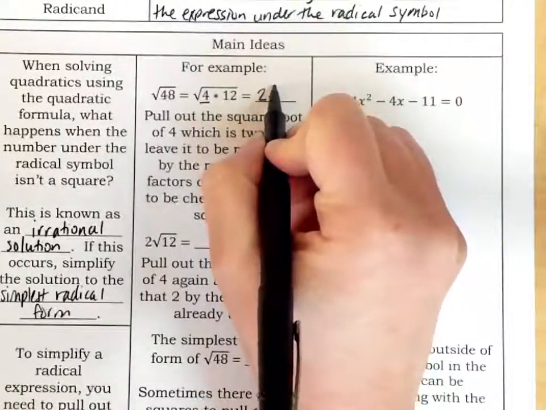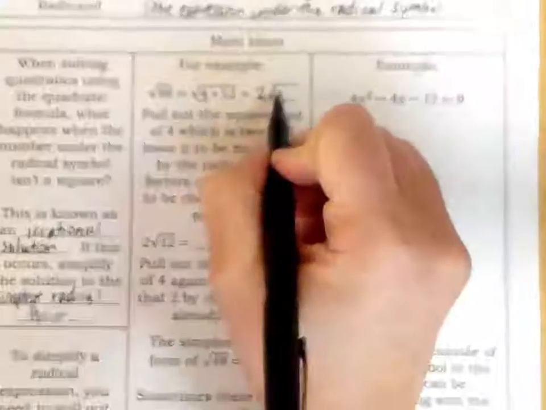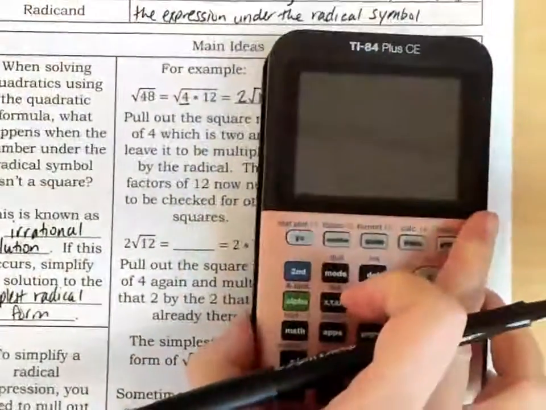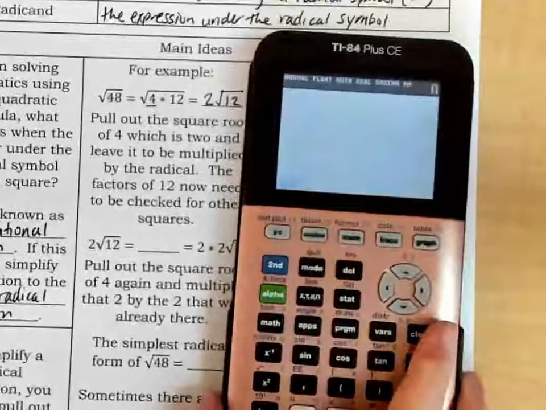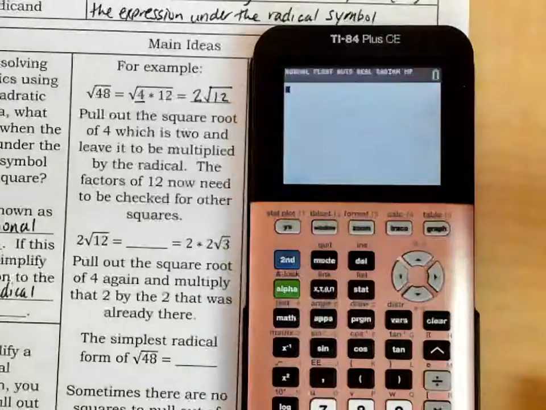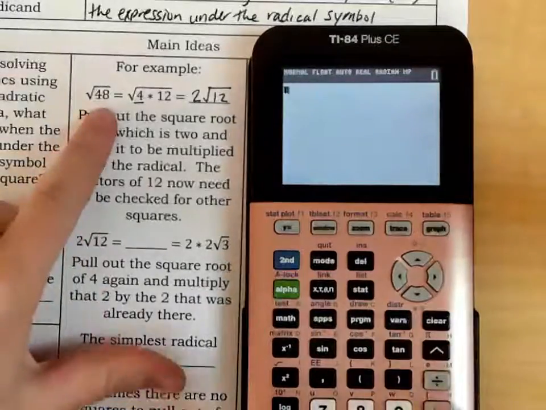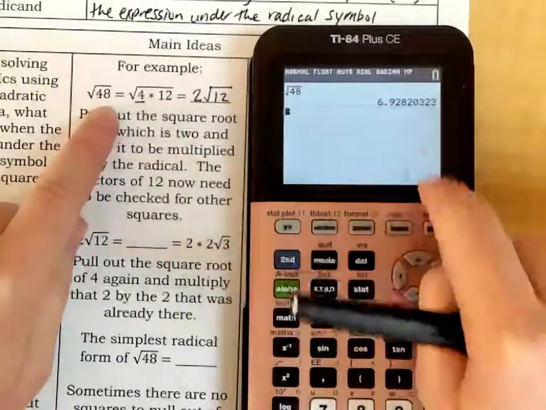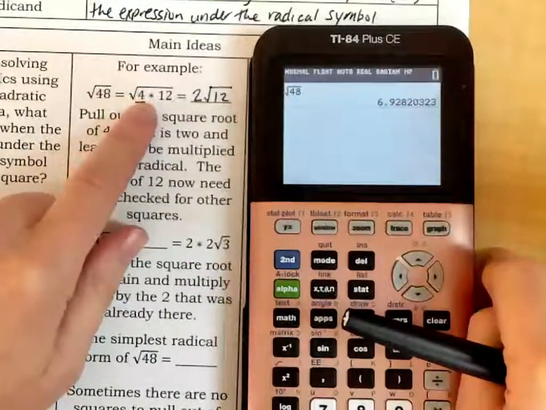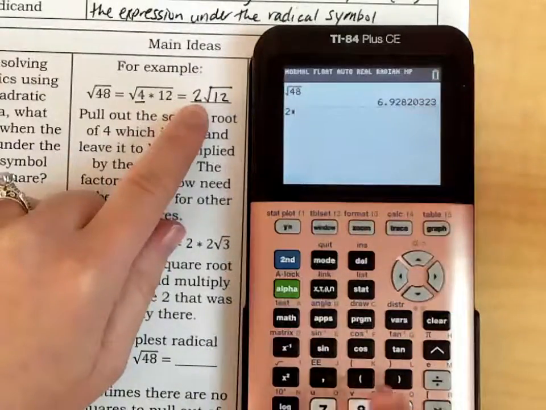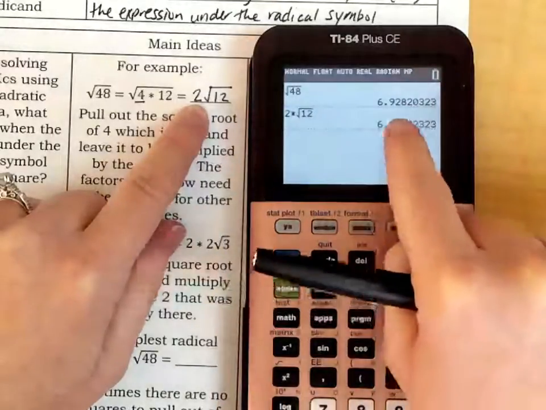I'm going to pull it outside of the radical symbol and leave the 12 under. And notice that with my calculator, I just want to show you a couple of things. We want to keep these equal, so we're not changing the value of our answer. We're just simplifying it another way. So if I take the square root of 48, this is the irrational solution that I get. And then if I also take 2 times the square root of 12, I get the exact same numbers.